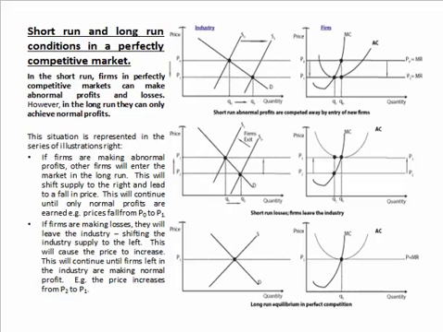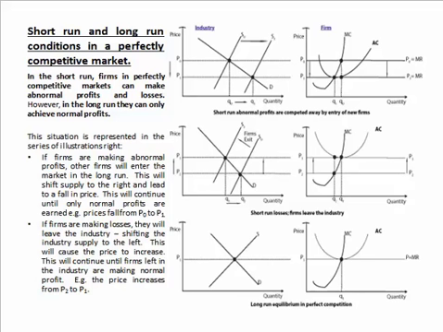Short run and long run conditions in a perfectly competitive market. In the short run, firms in perfectly competitive markets can make abnormal profits and losses. Remember, abnormal profit is profit above total cost, so that in the short run at least they can actually bring in more than the expenses incurred to manufacture their product. They can also make losses. However, in the long run they can only achieve normal profits.